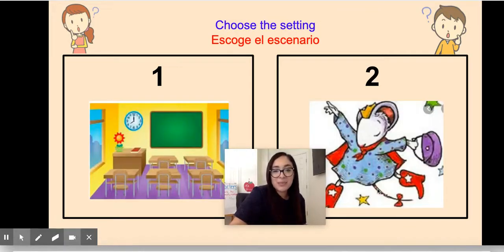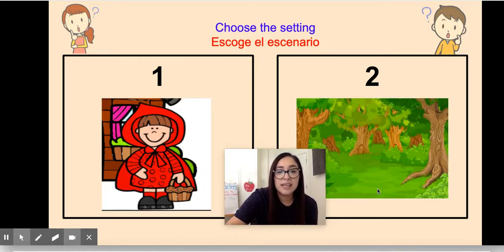Okay, this one, number one or two, which one is the setting? First picture, I see desk, I see a board, a clock. It looks like a classroom. In picture number two, I see Lily. I see a little mouse named Lily. So I know the setting is picture number one. It's a place. That's the setting.